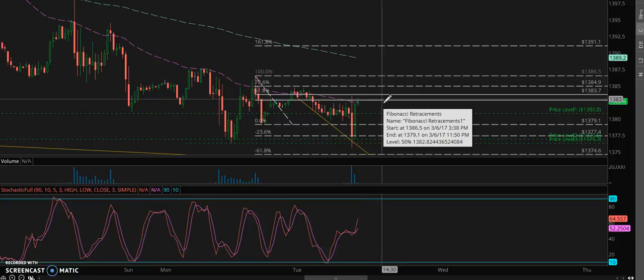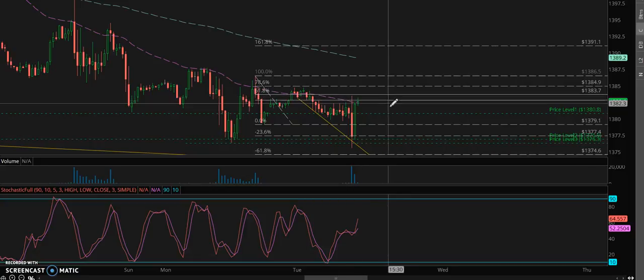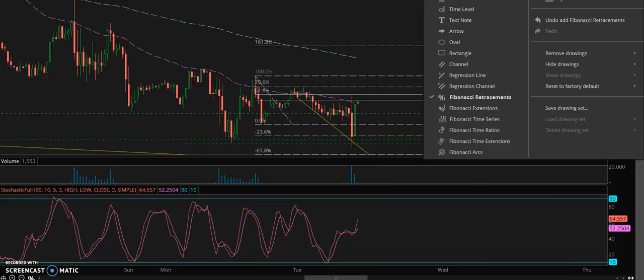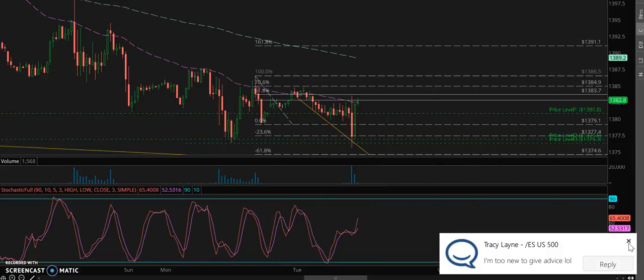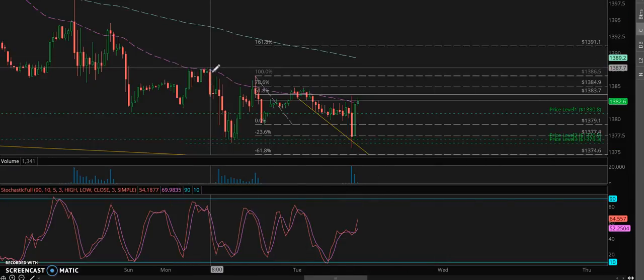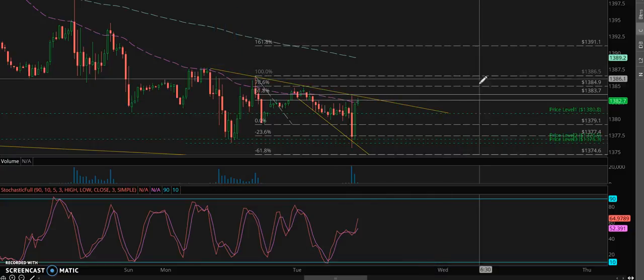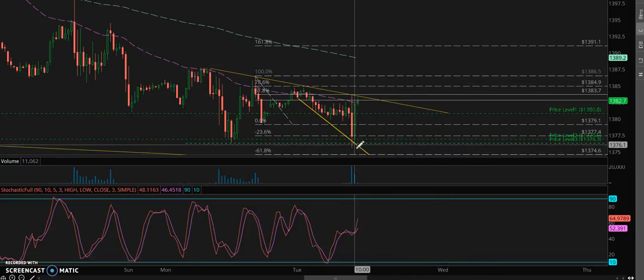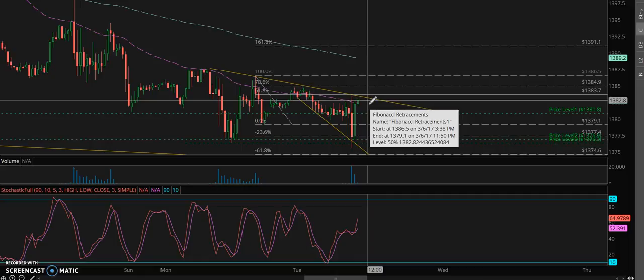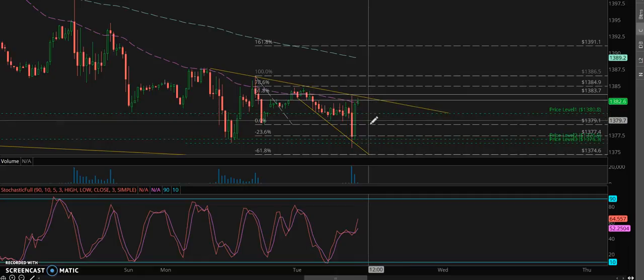Now, I don't want to try and hold through any of these retracements here. You can see that the overall trend is down, and I didn't want to hold through any of that. So I ended up taking it from here to here, and I'll post this in chat.